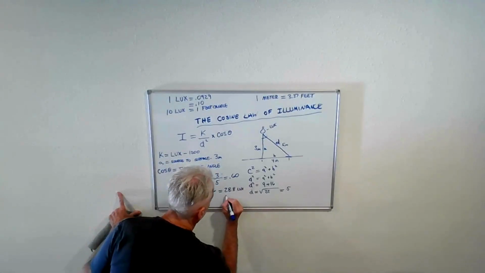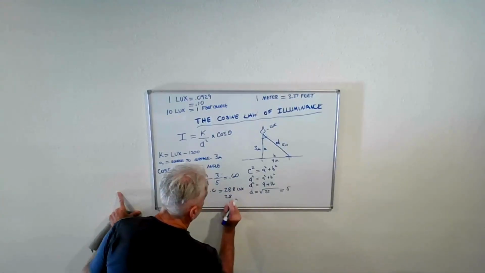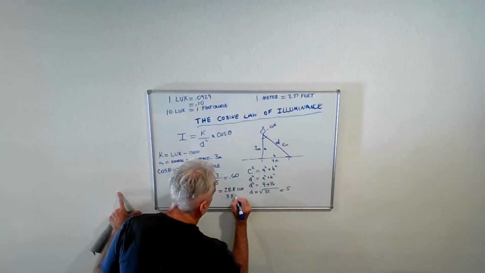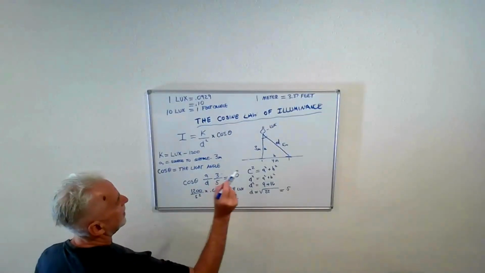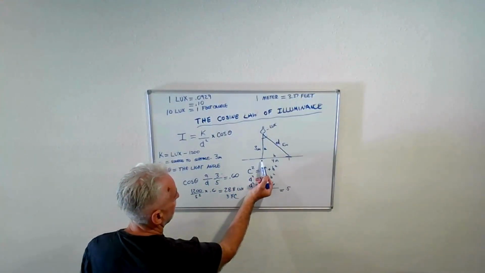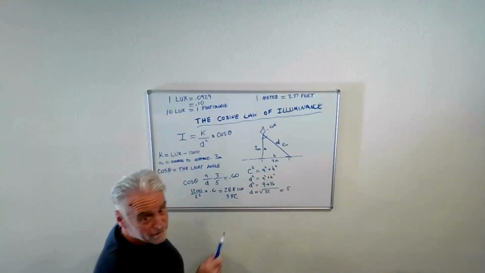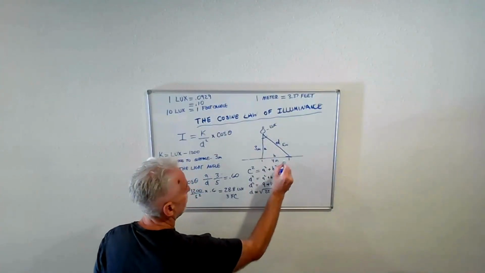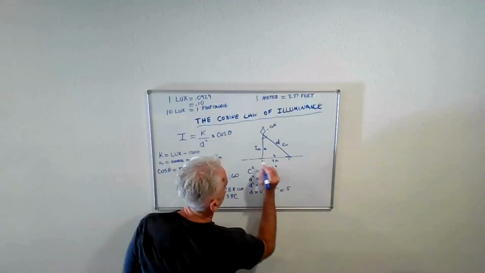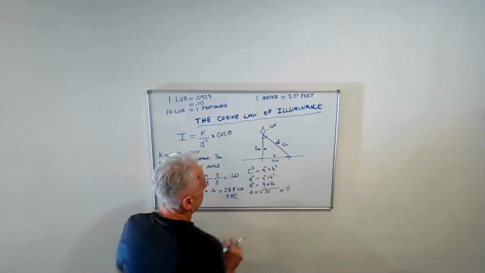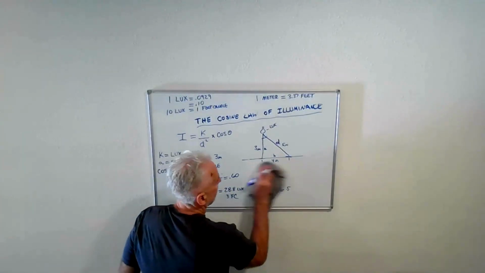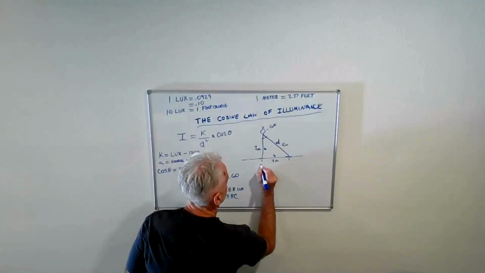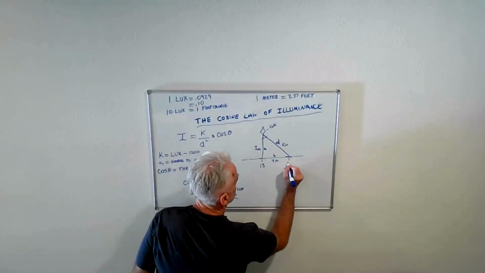Or we could say 2.8, and we'll just call it 3 foot candles. So the difference between directly under the fixture, where we had 13 foot candles, and when we're 5 feet out on an angle, is 3 foot candles. Okay, so we know from our previous calc that this was 13, this is 3.